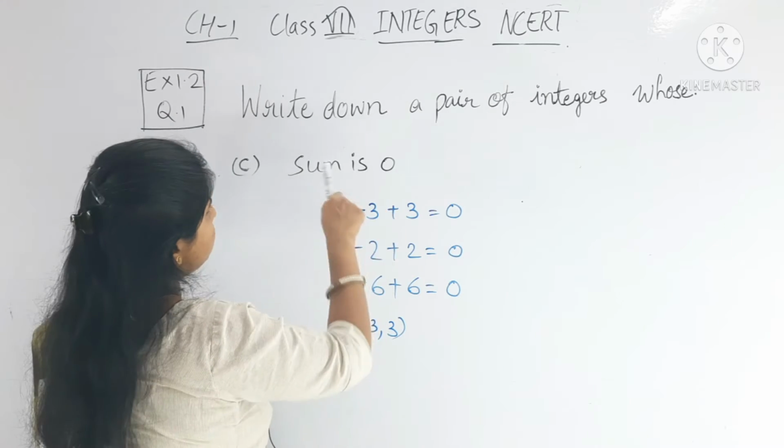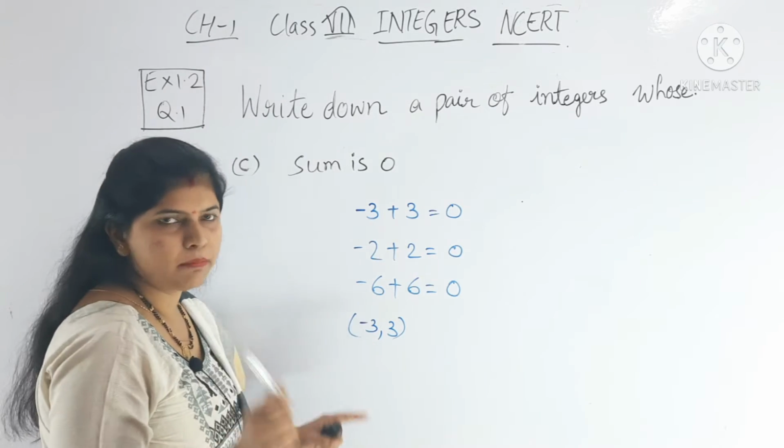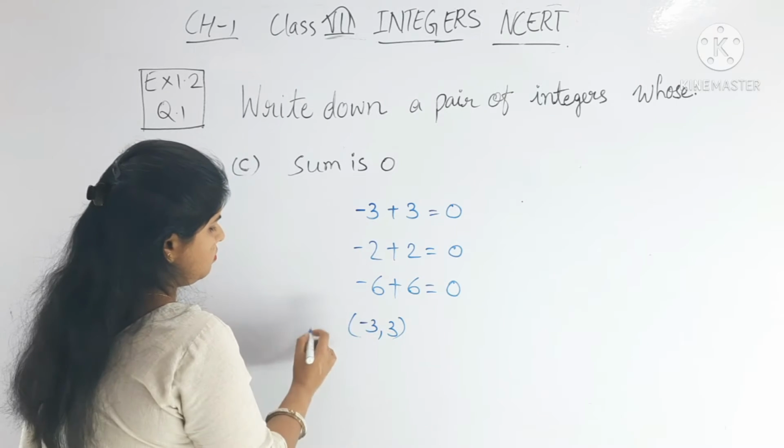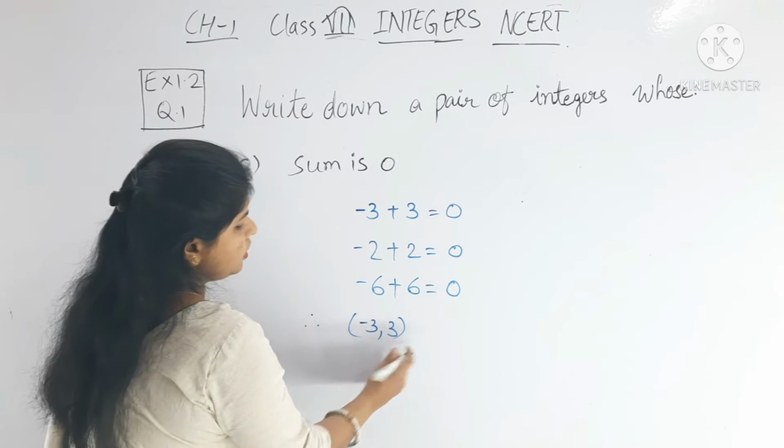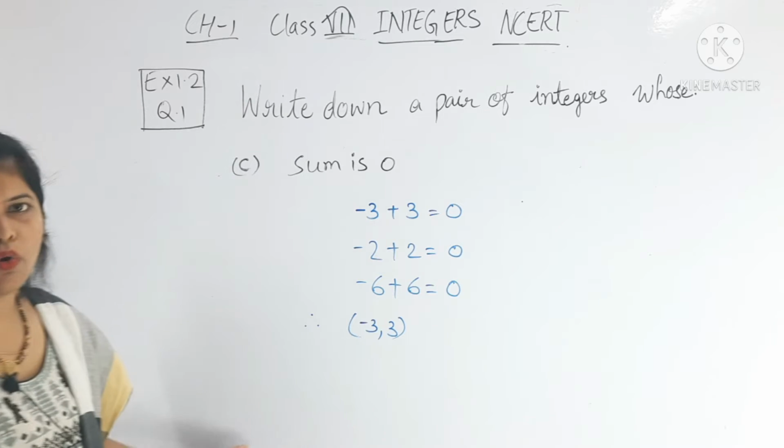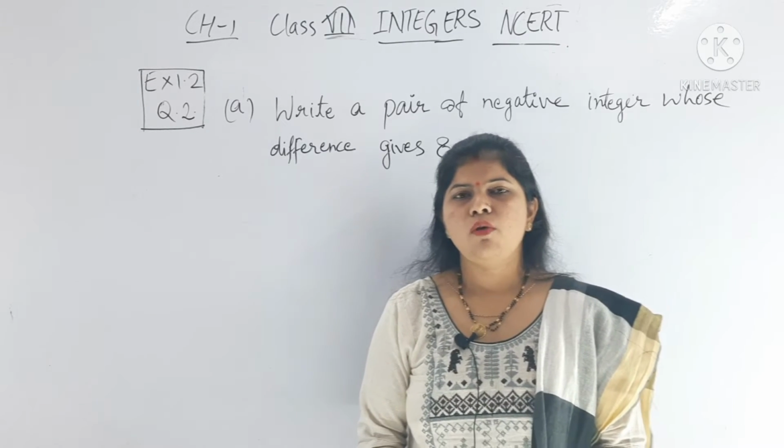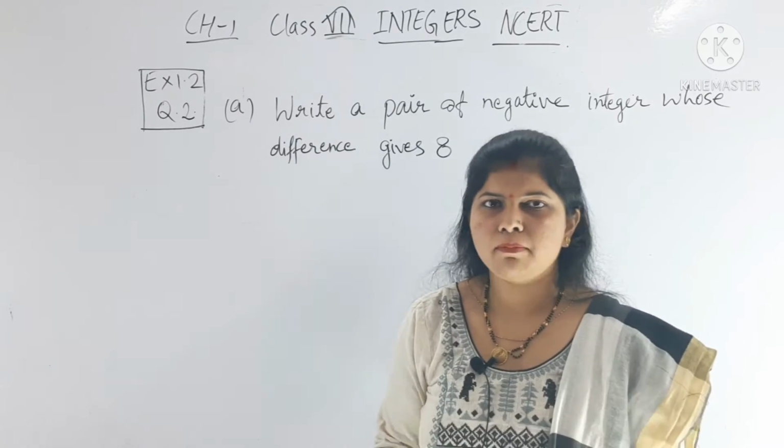I have to write down a pair of integers, means one pair. Therefore minus 3 comma 3 is the answer. Hope you understood question number 1, that is parts A, B and C.